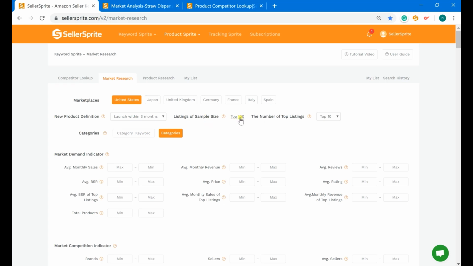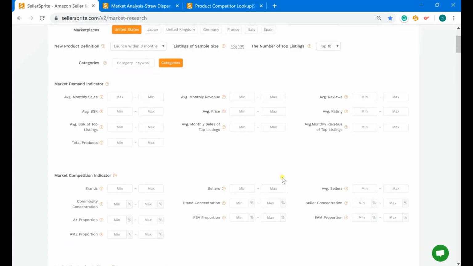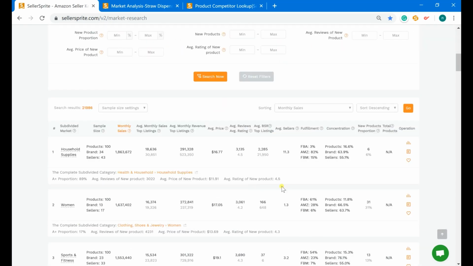The number 100 means that we take the data of the top 100 ASINs in sales volume under the category as a reflection of the whole market data, whereas the values of top listings and new product definition are optional. Because for sellers having different business goals, the data parameters needed for market analysis are different. When the value of those two change, the data in the market report below will change accordingly.